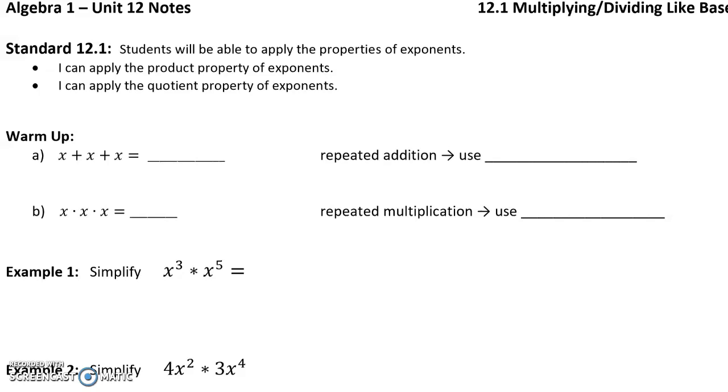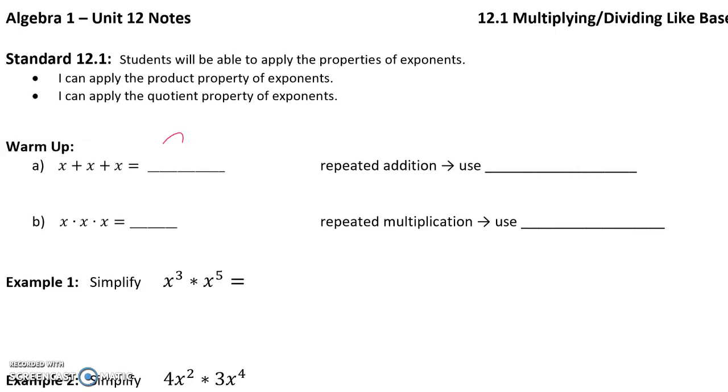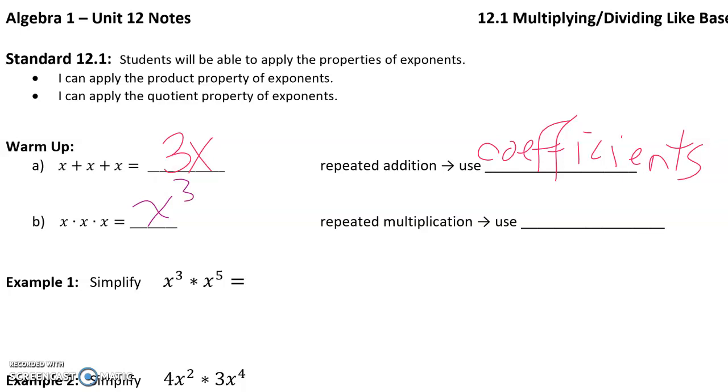What is x plus x plus x? Okay, well, when we add those, there are three of them, so we would say that is 3x. When we have repeated addition, we use coefficients. That's the number in front of the variable. Now in our next one it says x times x times x. When we have repeated multiplication, we use powers. That's x to the third power. So we would use powers or exponents.